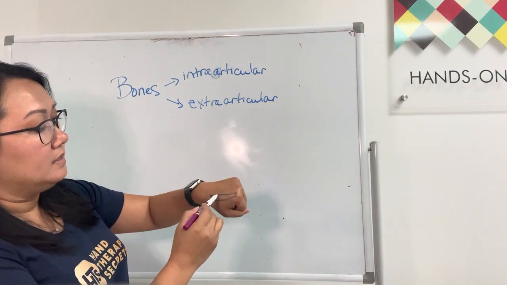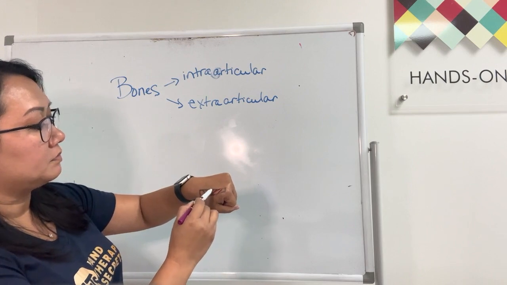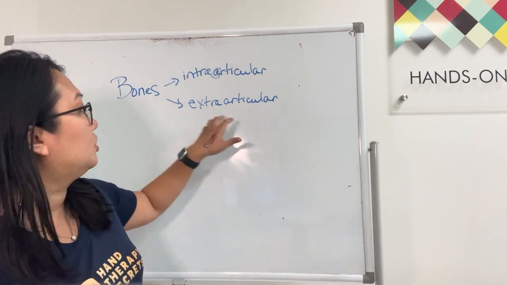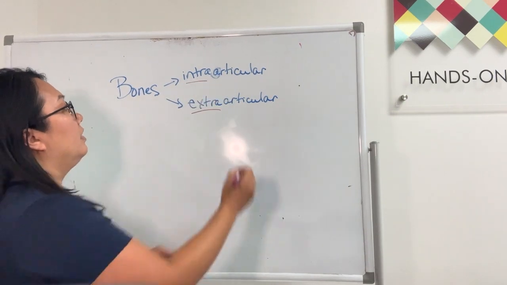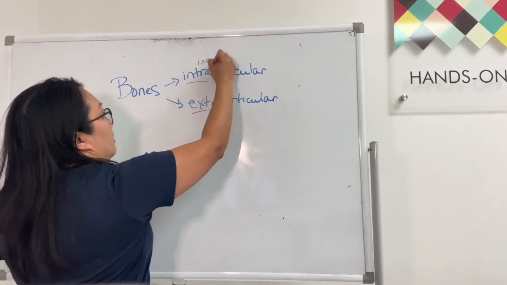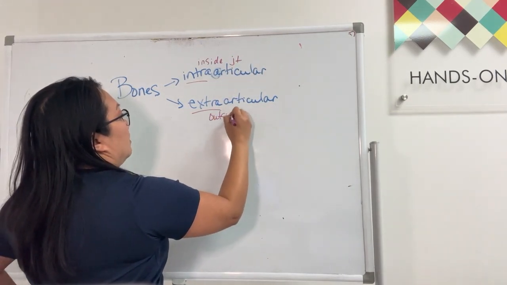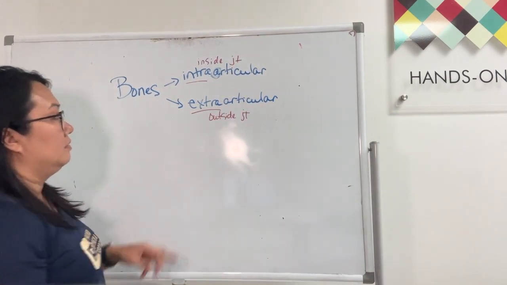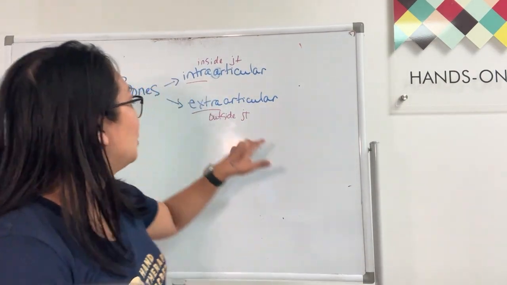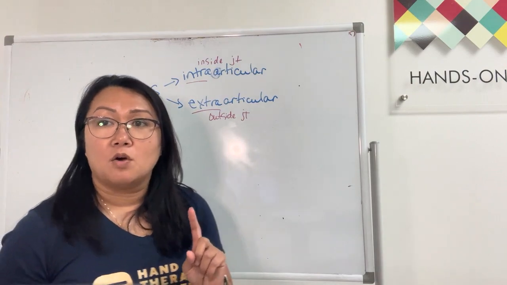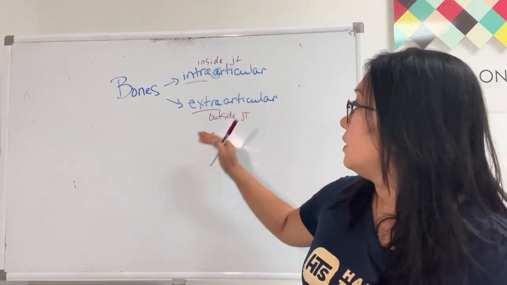So inside the bone is extra-articular. I used to be so confused about this because it just didn't make any sense, right? Intra-articular, inside the joint. Inside the joint. And this is outside the joint. You can remember me, I'm extra. I'm outside of the joint. So intra and extra-articular.